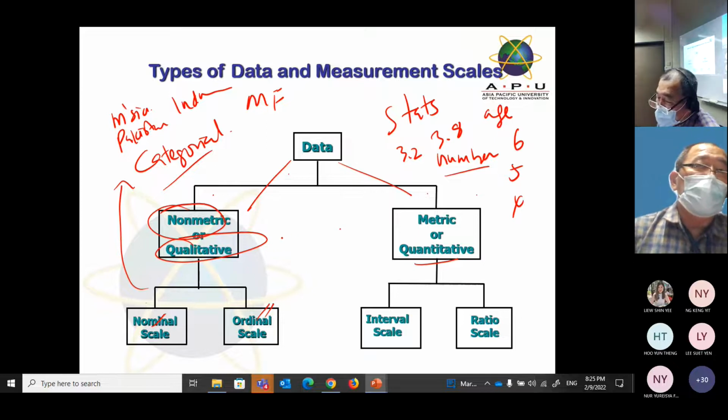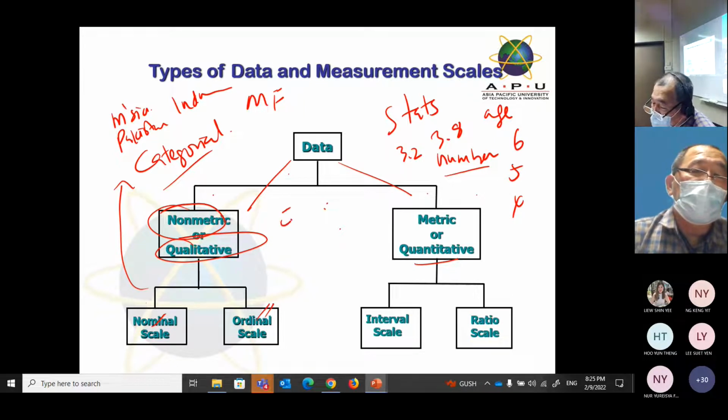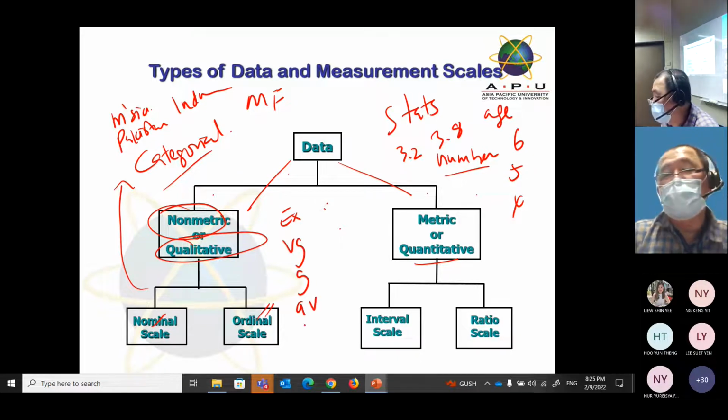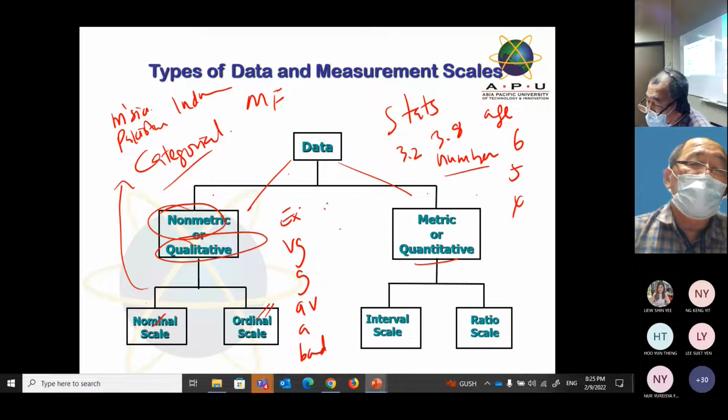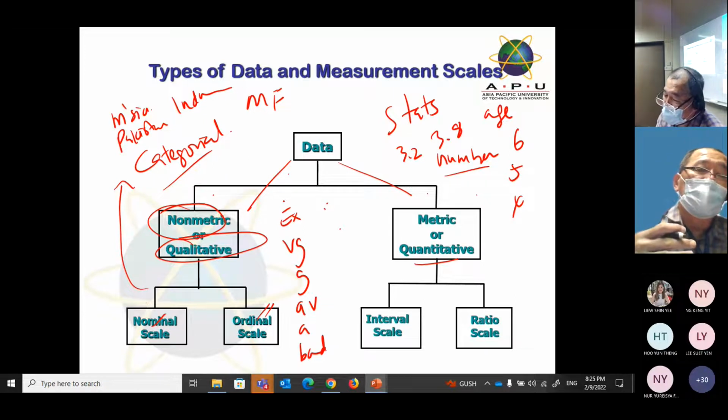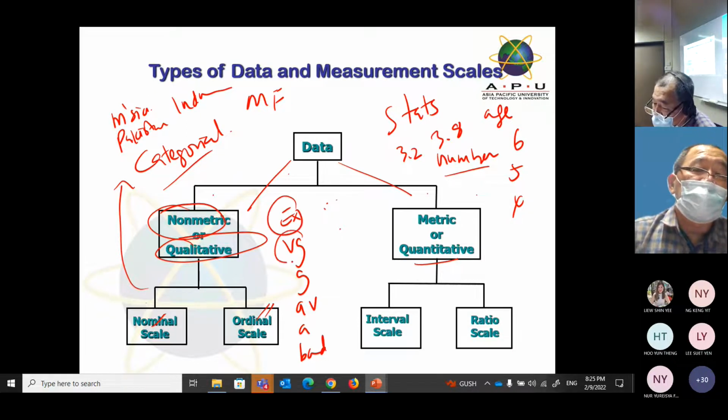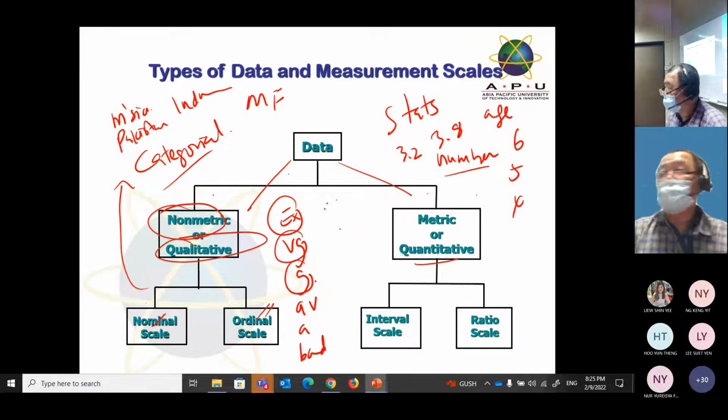For example, let's say you watch a movie, you come back, and your friend asks you, how's the movie? Your answer can be excellent, very good, above average, average, bad, and so on. But we know there's a ranking among these comments. Excellent is better than very good, better than good, and so on.